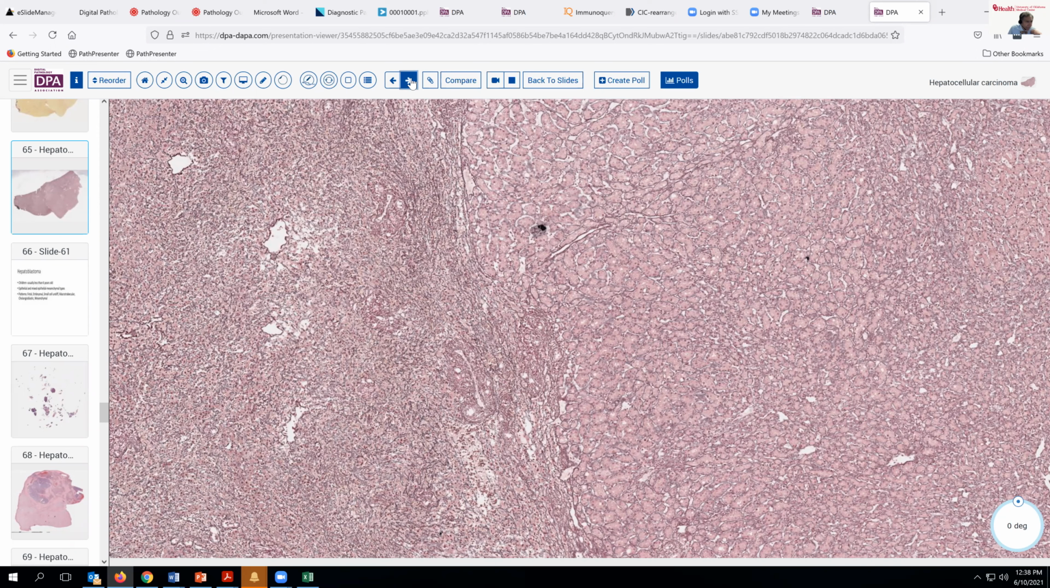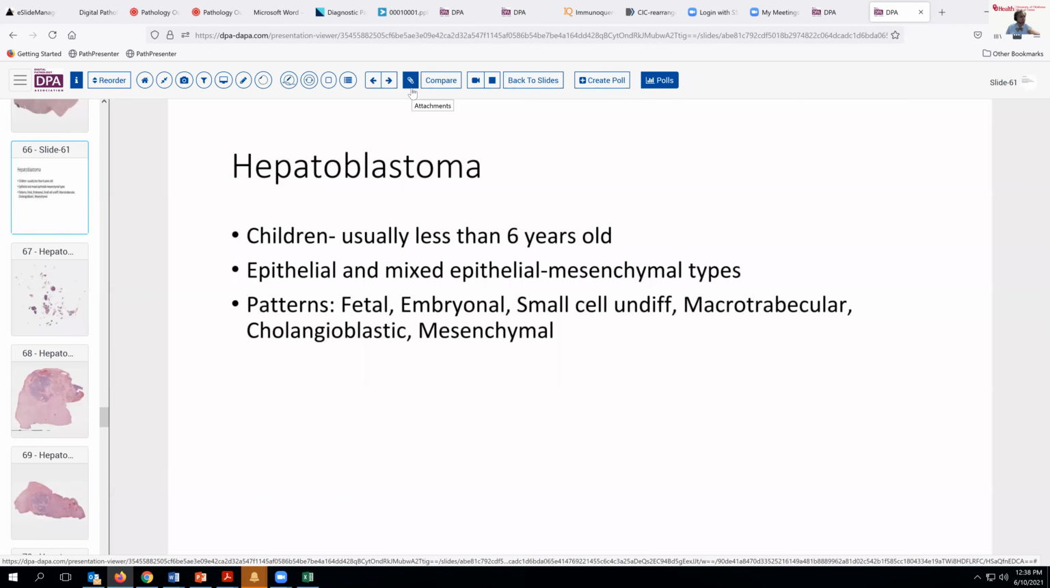Okay, so we're going to leave hepatocellular carcinoma and go on to hepatoblastoma. This is a lesion that's usually seen in children less than 6 years old. And it comes in a variety of types, as most of our tumors that we put the blastoma moniker on have. It can have epithelial or mixed epithelial mesenchymal types and various patterns.